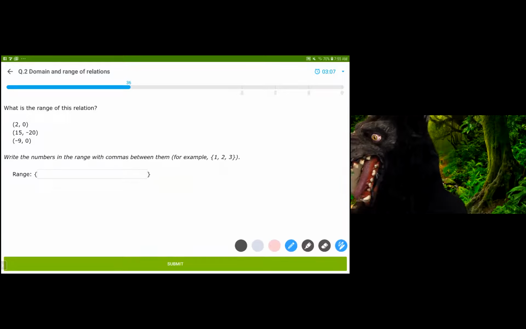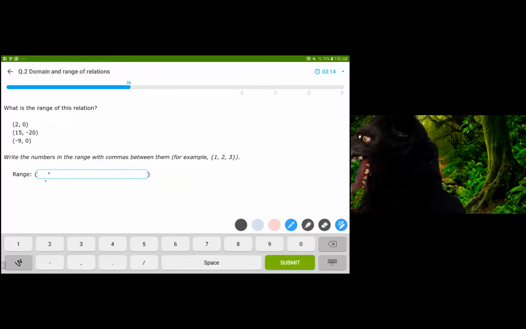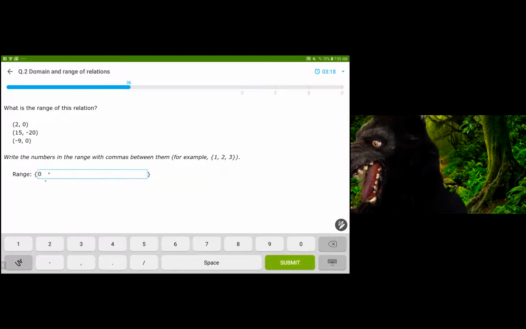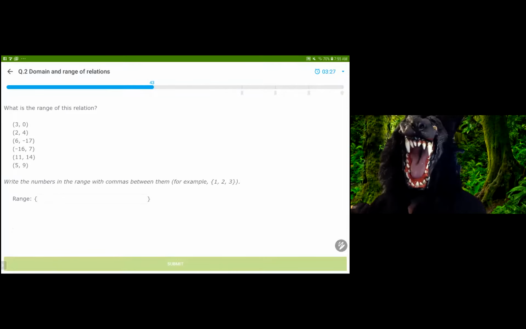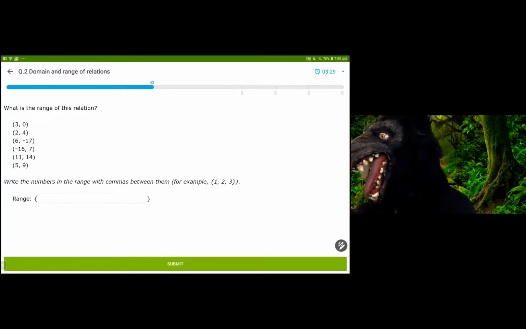What is the range of this relation? Now that's only going to be the y values, which is 0 and -20. We've got 0, comma, -20. Normally I would go ahead and write them in order, but it doesn't matter. And in this one, we want the range of the relation. Looks like it's a pretty long one. We've got all of the y values.